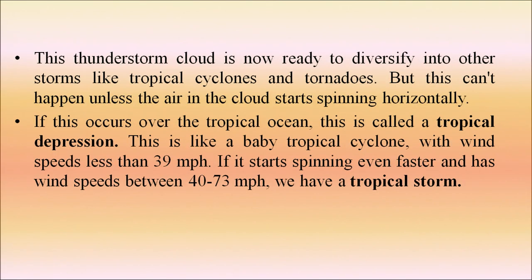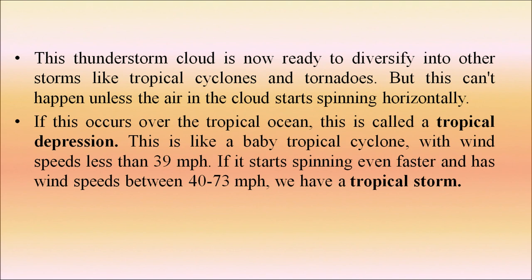When they work together, that warm updraft and cool downdraft create a storm cell. As this process continues, the cloud grows and we eventually get a large thunderstorm cloud. This thunderstorm cloud is now ready to diversify into other storms like tropical cyclones and tornadoes, but this can't happen unless the air in the cloud starts spinning horizontally. If this occurs over the tropical ocean, this is called a tropical depression. This is like a baby tropical cyclone with wind speeds less than 39 miles per hour.